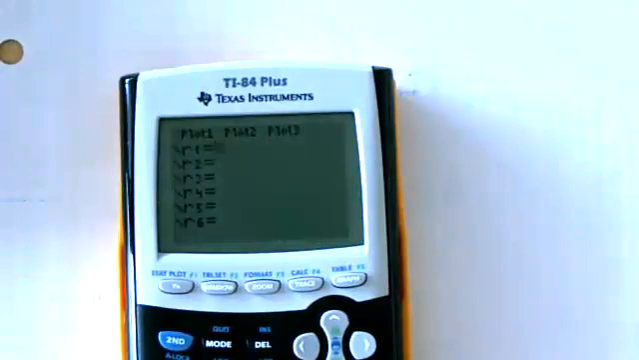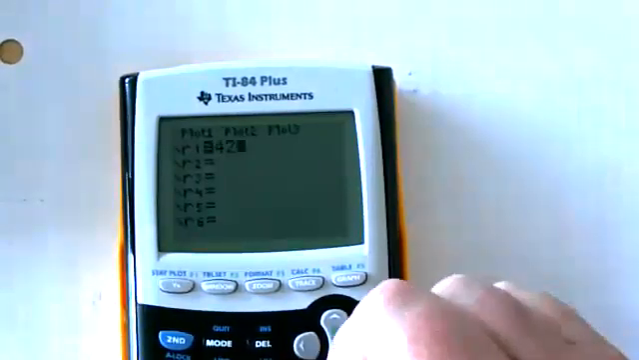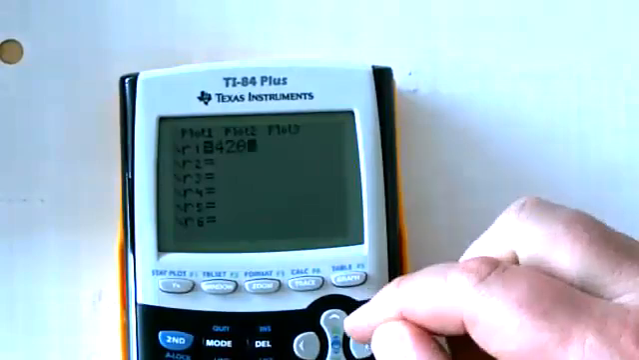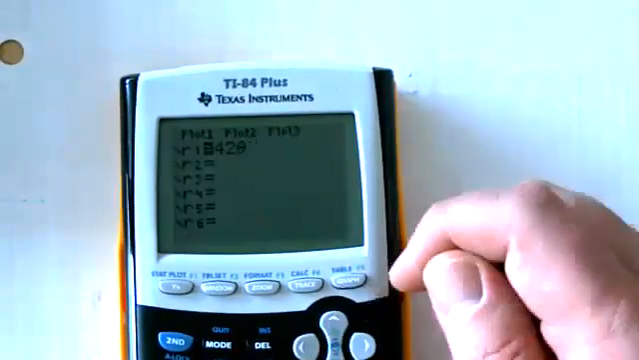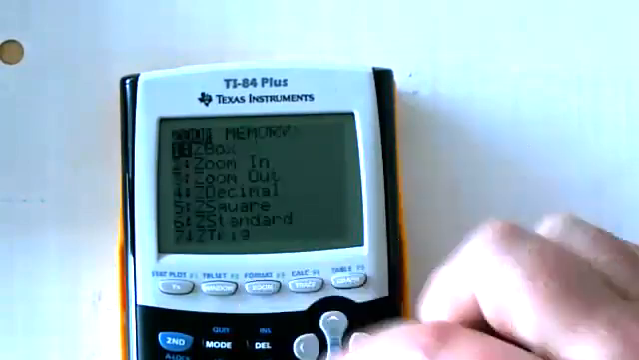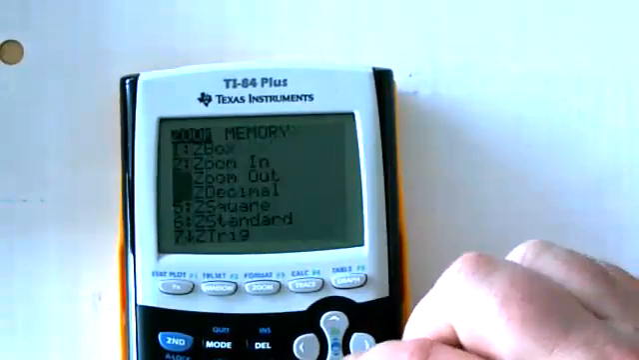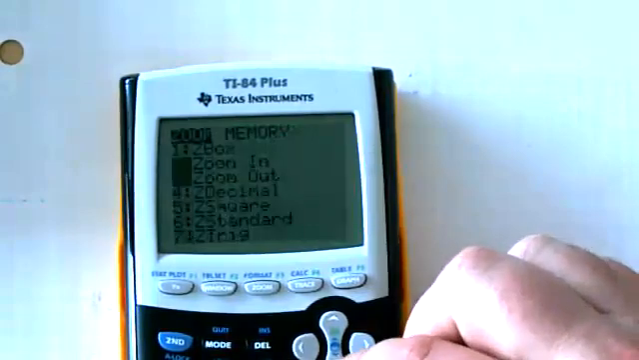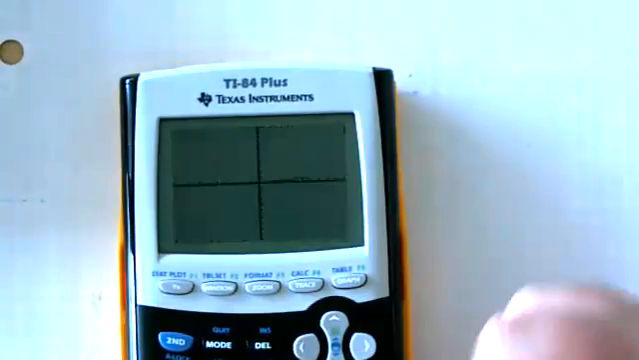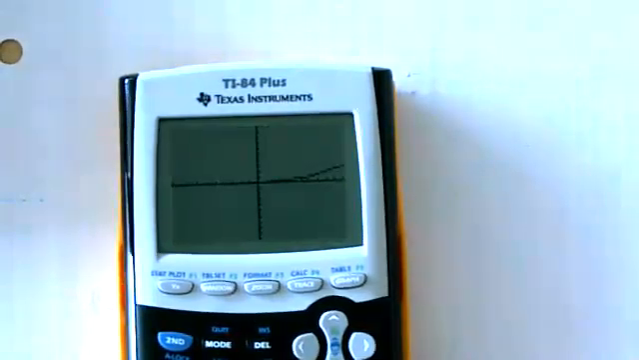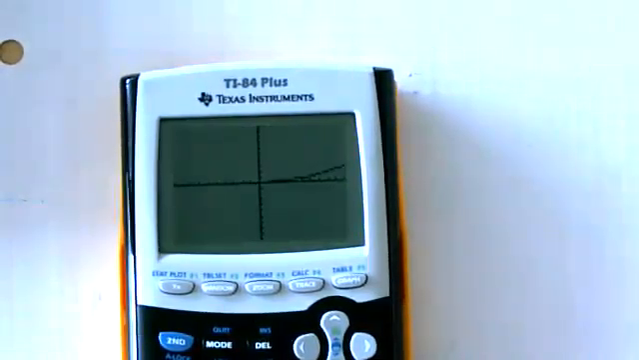What do you want to put in? Let's put something in for one of the equations. 42x. Hey, really that big a number? Okay. 42x. Oh, it's not x though, it's theta. Huh. 42 theta. Okay, and then I'm going to do zoom. Is there a zoom polar? I can't remember. No, so I'll just do zoom 6, standard zoom. There's my graph, 42 theta. Okay, what else could we try?